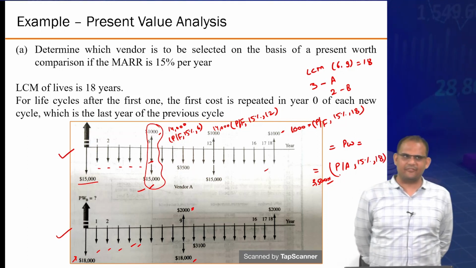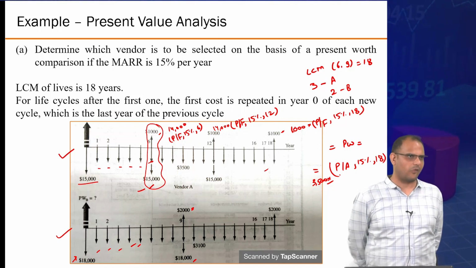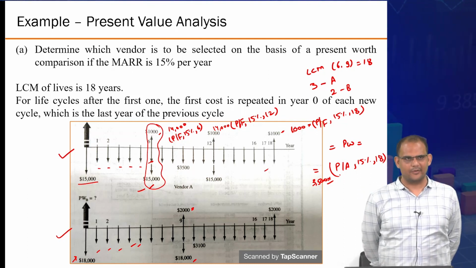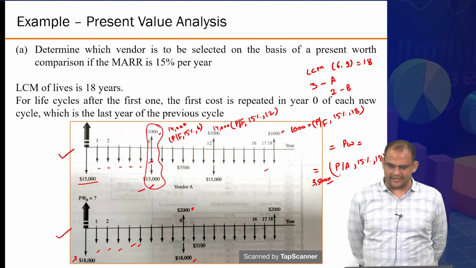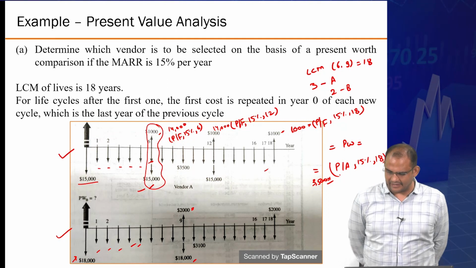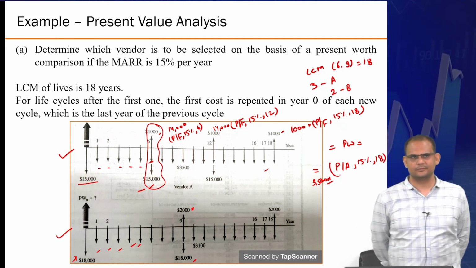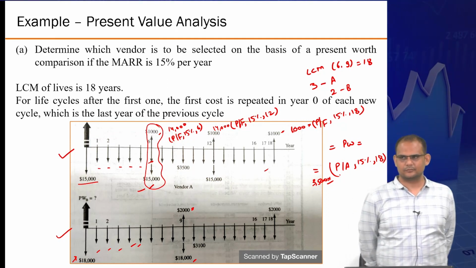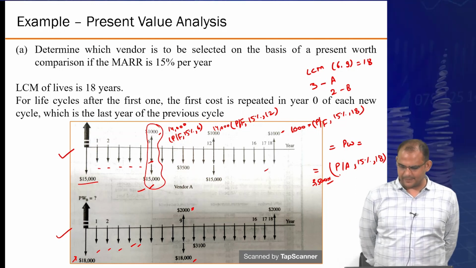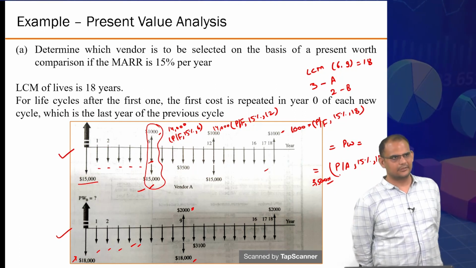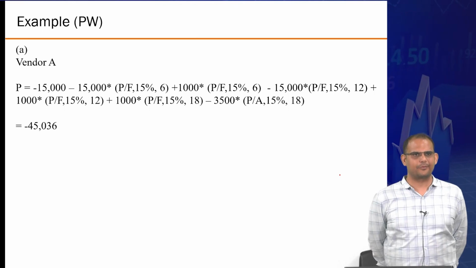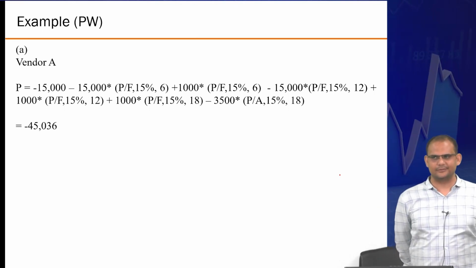What is P by F 15%, 6? .4323. Okay. P by F 15% 12. Okay. And 15% 18, 0.0808. And what is P by A 15% 18? Is the answer matching?